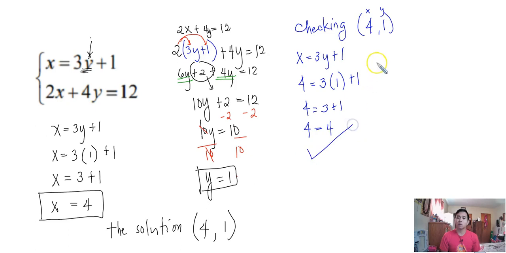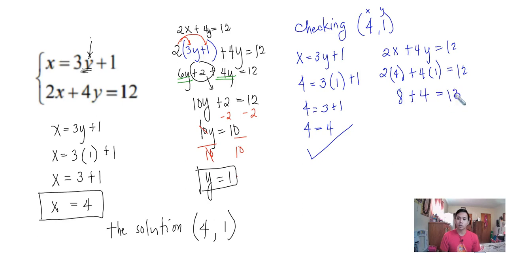So then it's correct. Next, we have 2x plus 4y is equal to 12. So my 2 here times the x value, which is 4, plus 4 times 1, is that equal to 12? So this is 8 plus 4. It's correct. So 12 is equal to 12. So our answer is correct.